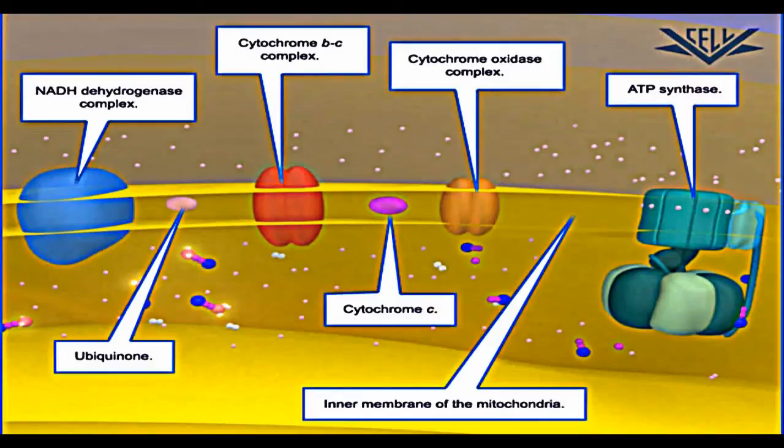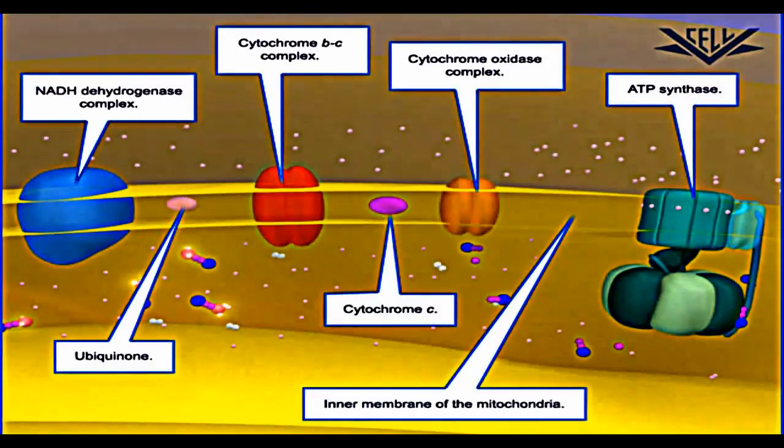So, the electron transport system is comprised of 4 embedded protein complexes and 2 protein molecules. The first, shown in blue, is the NADH dehydrogenase complex. The first transport molecule is called ubiquinone. The second, cytochrome BC complex. The second transport molecule, cytochrome C. The third protein complex, cytochrome oxidase complex. And finally, ATP synthase.